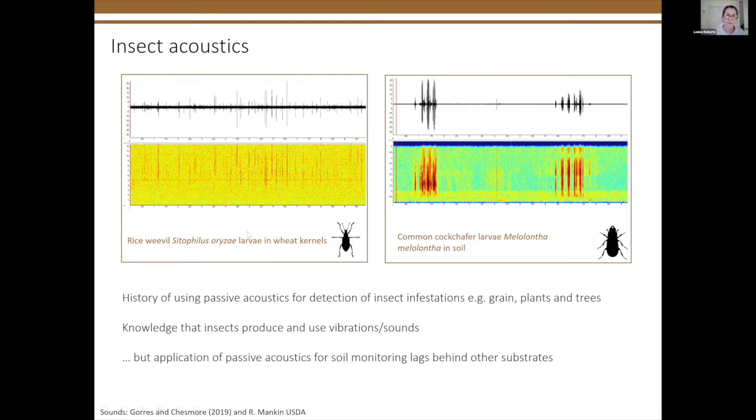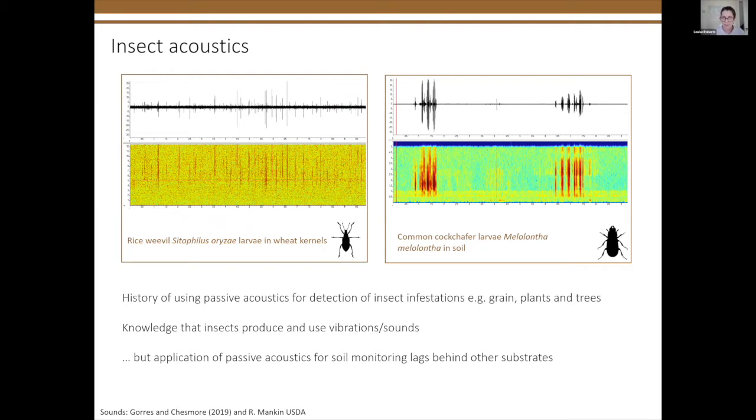And this is the rice weevil inside wheat kernels making sound. So you should be able to hear a crackling sound there.